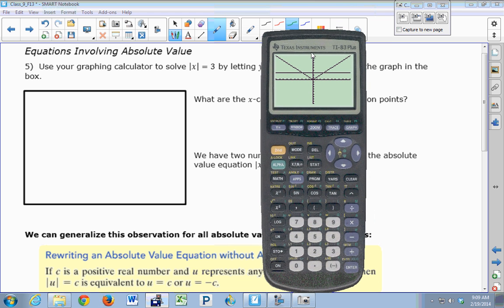Where are the solutions? What are the solutions to this equation? How do you find them? They're the intersection points, right? You're trying to find the x that's common to both of these. So it's going to be the intersection points.